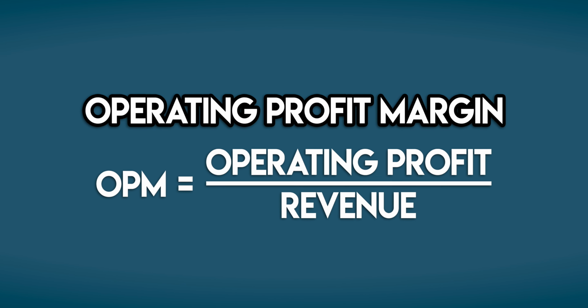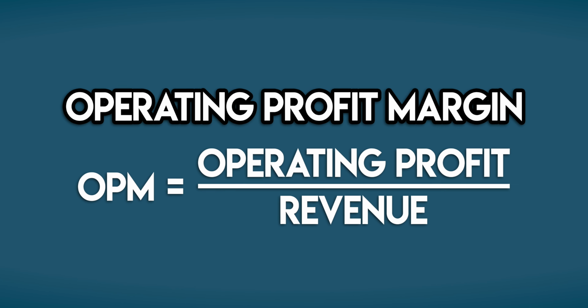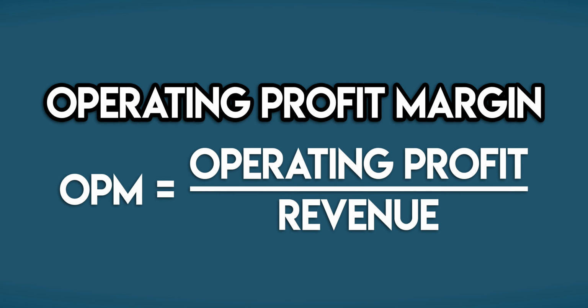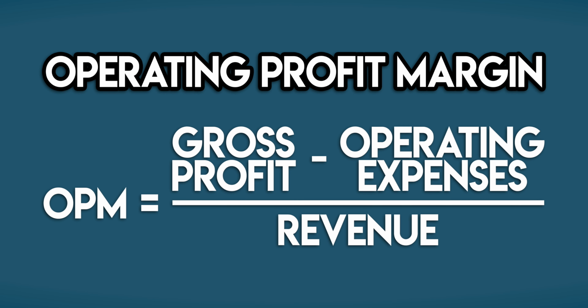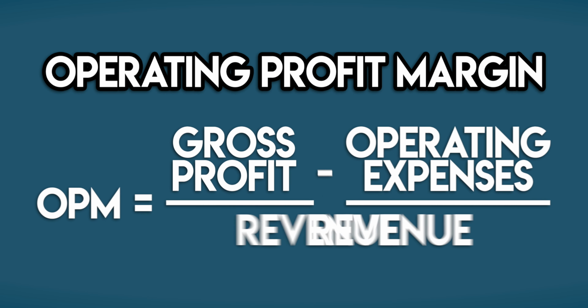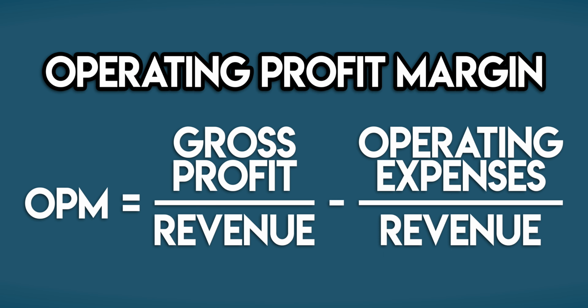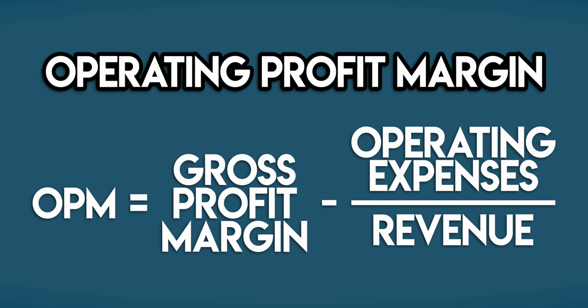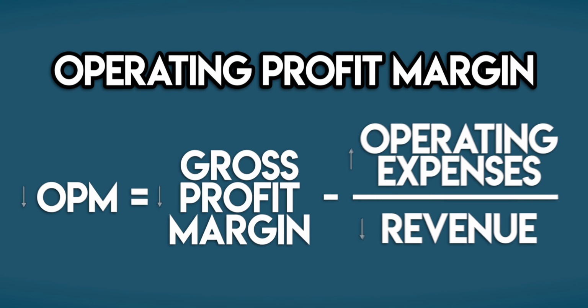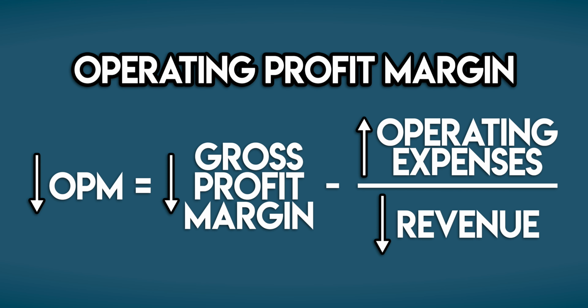What causes a decrease in operating profit margin? Warning! I'm going to do a little bit of maths here to help explain this. Operating profit margin is operating profit divided by revenue. We saw earlier that operating profit is the same as gross profit minus operating expenses. Now if we separate this into two fractions and divide gross profit by revenue, then operating profit margin is equal to gross profit margin minus operating expenses divided by revenue. How does this help us? Well, it shows us that there are two ways that operating profit margin can decrease.